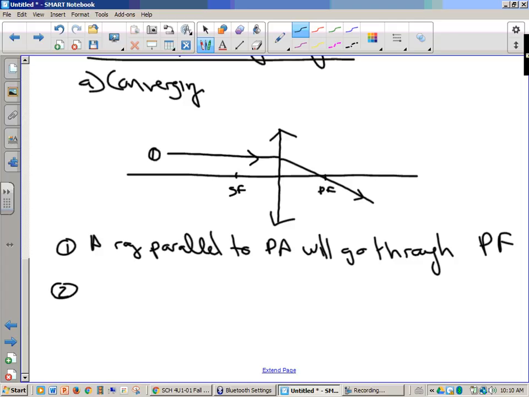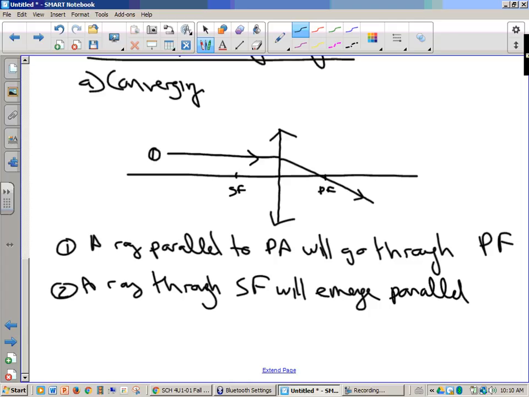Rule number 2. A ray through SF will emerge parallel to the PA. Parallel to the PA. So I'm going to start one here, and I'm going to just start it here. I don't want it to cross with this because I'm just drawing a rule. I'm drawing it something through there like that, and it's going to come out parallel. Rule number 2. These rays, by the way, will come from the top of the arrow, will come from the top of the object arrow.